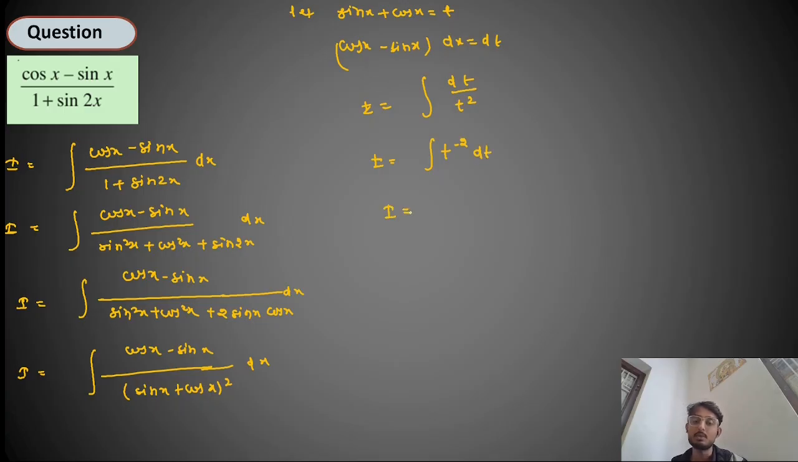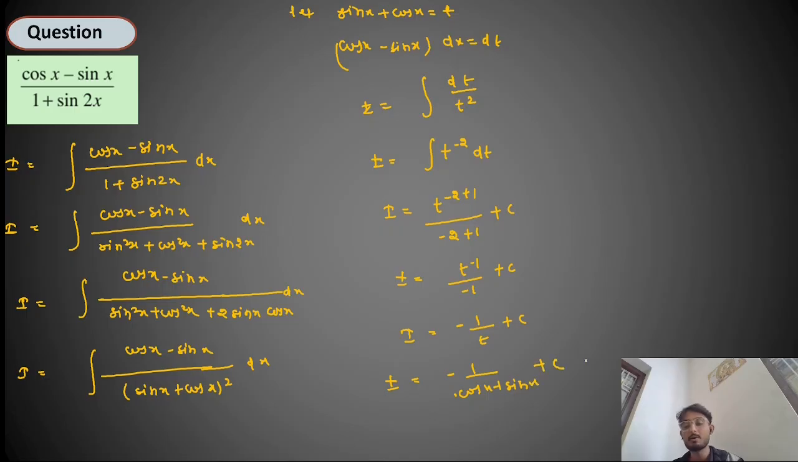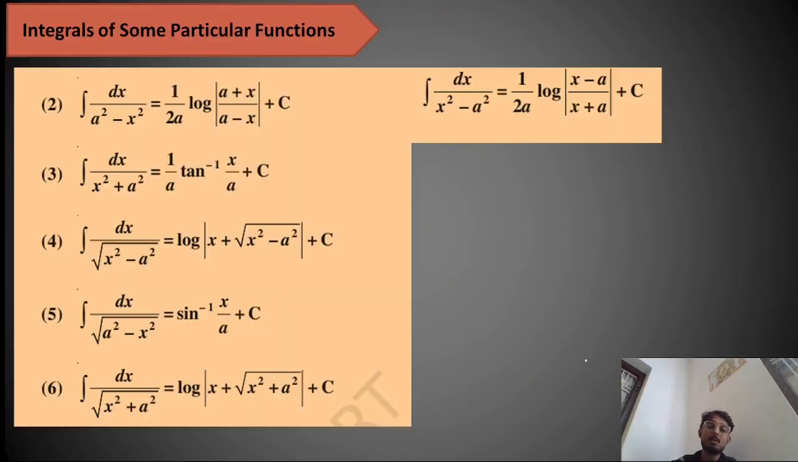So I equal to t raised to power minus 2 plus 1 upon minus 2 plus 1 plus c. You will get I equal to t raised to power minus 1 upon minus 1 plus c, which is minus 1 upon t plus c. You can put the value of t. I equal to minus 1, the value of t is cos x plus sin x, plus c. Okay, let's move on to another example.